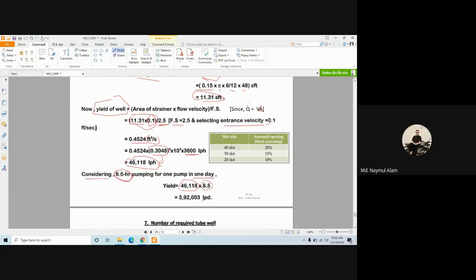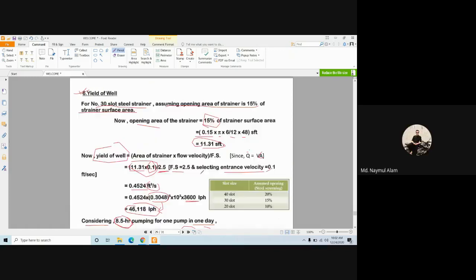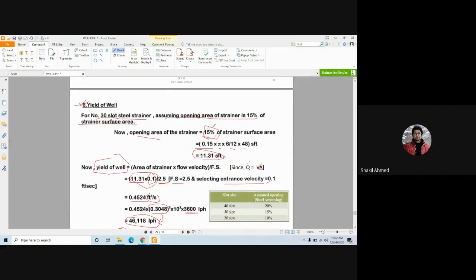Yes. This is liter per day. Because in one day, you are not running the pump 24 hours. You are running the pump only 8.5 hours. So don't multiply here by 24, right? Because in each day you are not running the pump 24 hours. You are running the pump for 8.5 hours. Clear? Yes.